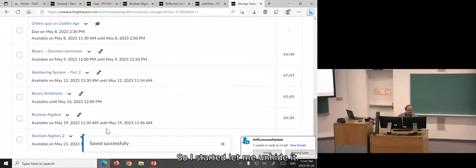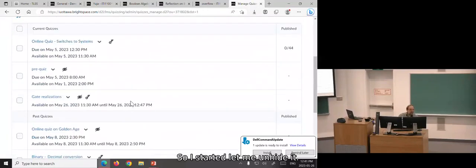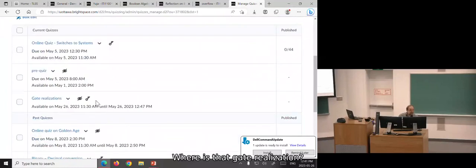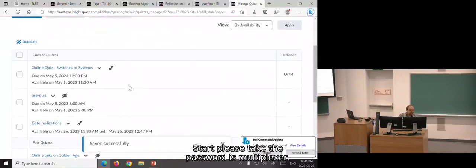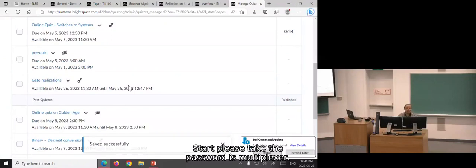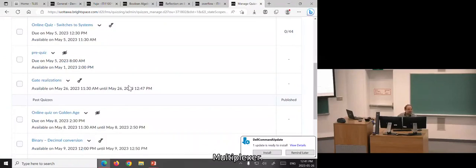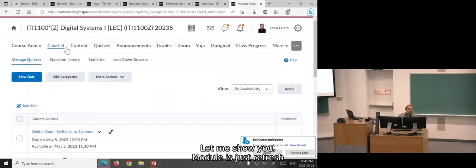Okay, so start it. Let me unhide it. Where is that? Gate realization. How do I do that? Make visible, okay. Start, please. The password is multiplexer. Multiplexer, yes. Gate realization in module, let me show you. Modules. Just refresh your page because I just made it available. Did you get it? Okay, okay. Refresh the page. Multiplexer.